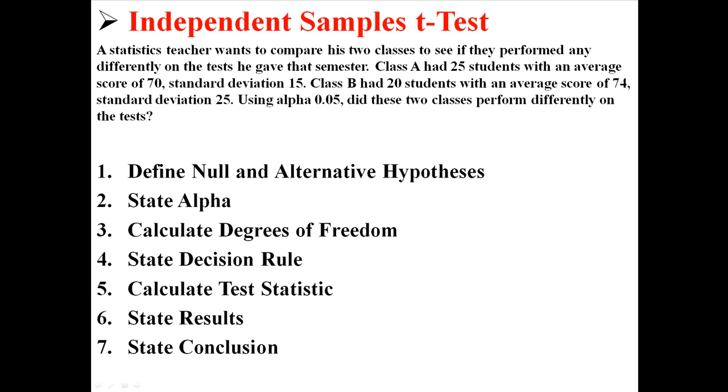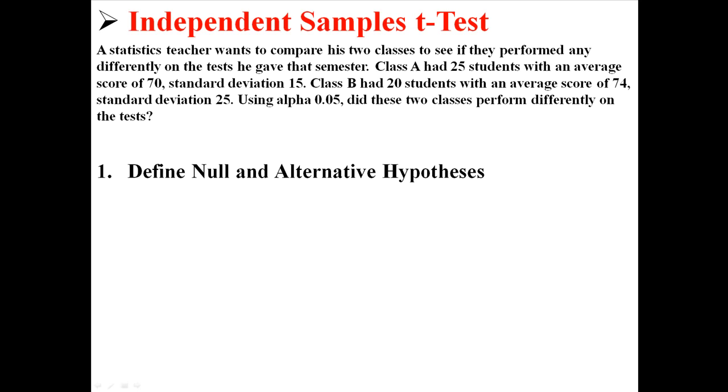So, we have 7 steps in an independent samples t-test. First we will state the hypotheses, then we'll state the alpha. We're going to calculate the degrees of freedom, state the decision rule, calculate the test statistic, state the results, and then state the conclusion. And step 1 is to define the null and alternative hypotheses.